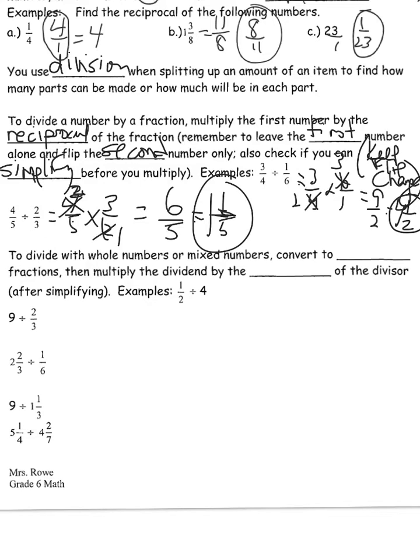Right, and then the last section is about mixed numbers. Mixed numbers, we're going to have one more level of complication. To divide with whole numbers or mixed numbers, convert to improper fractions, then multiply the dividend by the reciprocal, reciprocal, you can kind of see the letters here. If not, look above for proper spelling of the divisor.